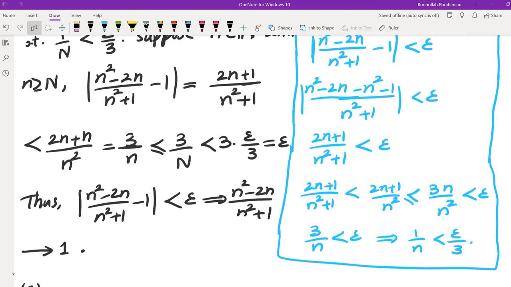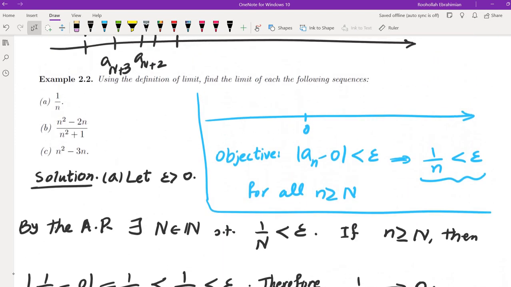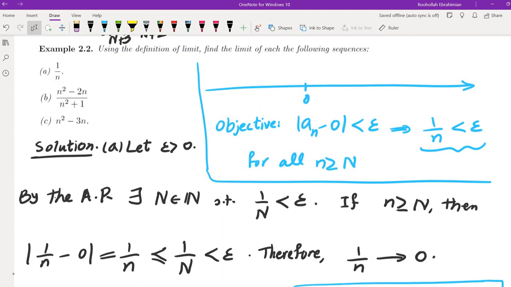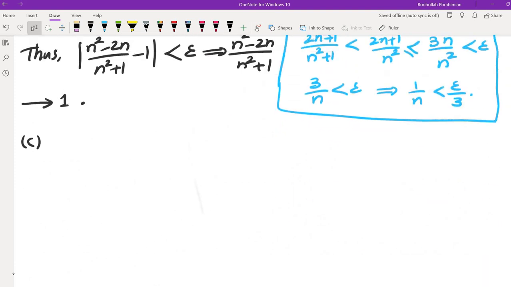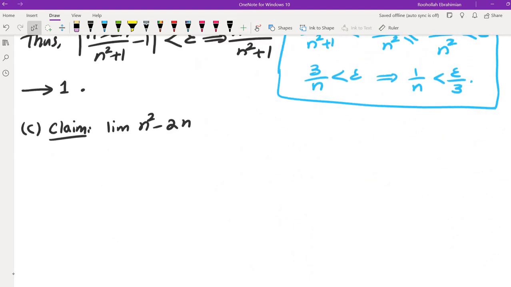Okay, so we are done with the second part of this example. Now the third part is n squared minus 3n. We want to see what is the limit of n squared minus 3n. Again, from your experience, you know that this is a quadratic, and quadratics go to infinity as n approaches infinity. So the claim would be that the limit of n squared minus, or was it minus 3n? Yeah, minus 3n is in fact infinity as n approaches infinity. So this is the claim.